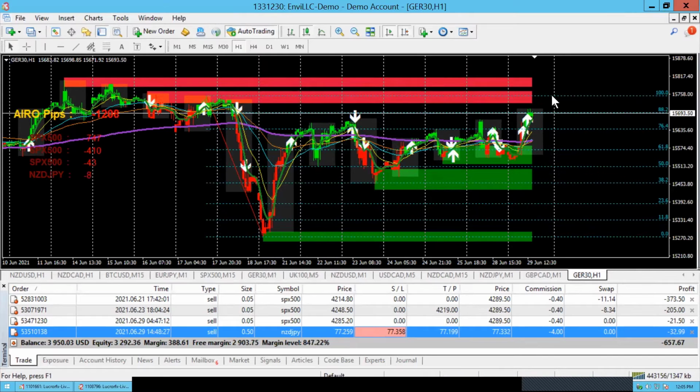And check my upper 30. Right now it's in the upper 25%. So I don't want to be taking it long unless it broke through these zones. Right now I'm looking for a reversal to go short on this one.